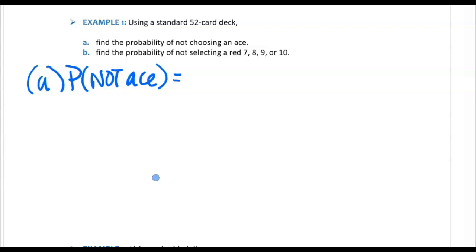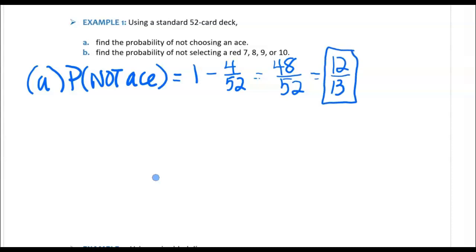So first we need to find out how many aces are in a 52 card deck. There are 4 aces out of the 52 cards in a standard deck. So using number 2 from the blue box, I would say 1 minus 4 out of 52. So we're subtracting the probability of choosing an ace out of 1, which would give us 48 out of 52. This reduces to 12 out of 13. So the probability of not choosing an ace would be 12/13.